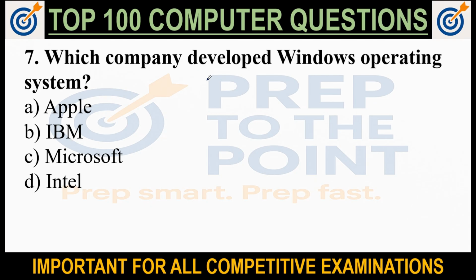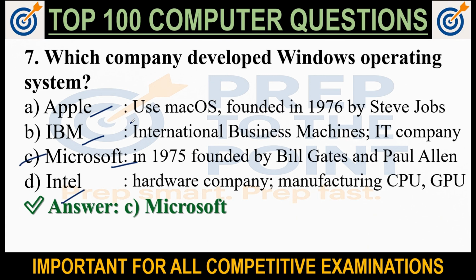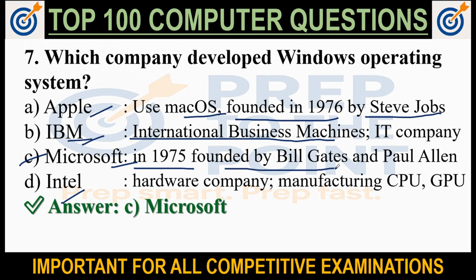Which company developed Windows operating system? Apple, IBM, Microsoft, or Intel? The right answer is Microsoft. Apple uses Mac OS, the Mac operating system, and was founded in 1976 by Steve Jobs. IBM stands for International Business Machines, and IBM is an IT company. In 1975, Microsoft was founded by Bill Gates and Paul Allen. Intel is a hardware company and it manufactures CPUs and GPUs.